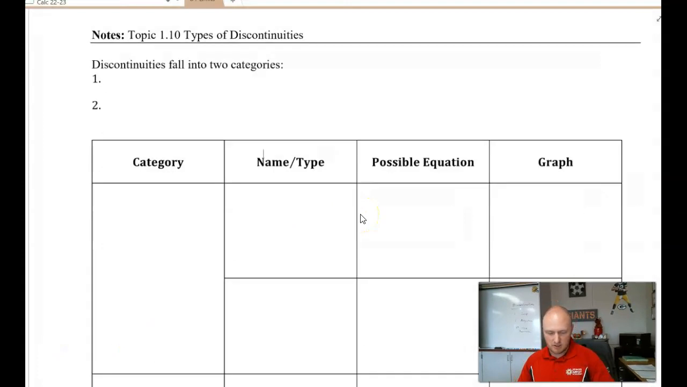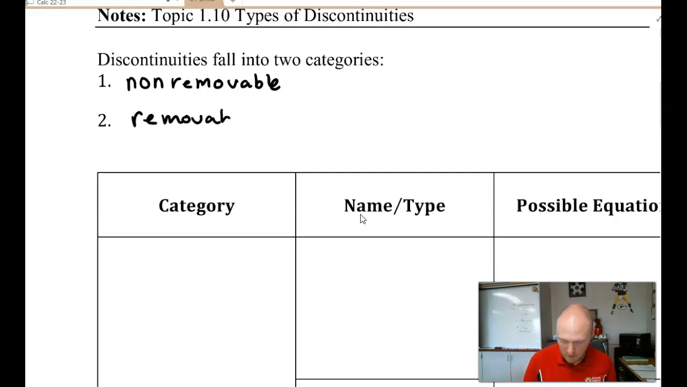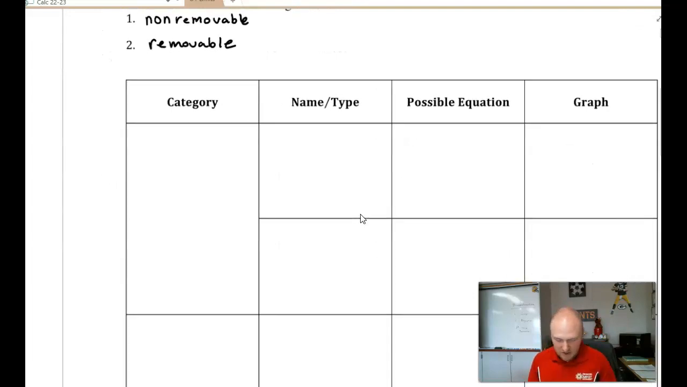All right, discontinuities. They fall into two categories. The first category is non-removable. And category two is removable. Now, I'll go ahead and specifically call out the three types of discontinuities. They're right behind me on the whiteboard, so that way you see them this entire video. But I'm going to go ahead and first classify them in the category. So we have non-removable.